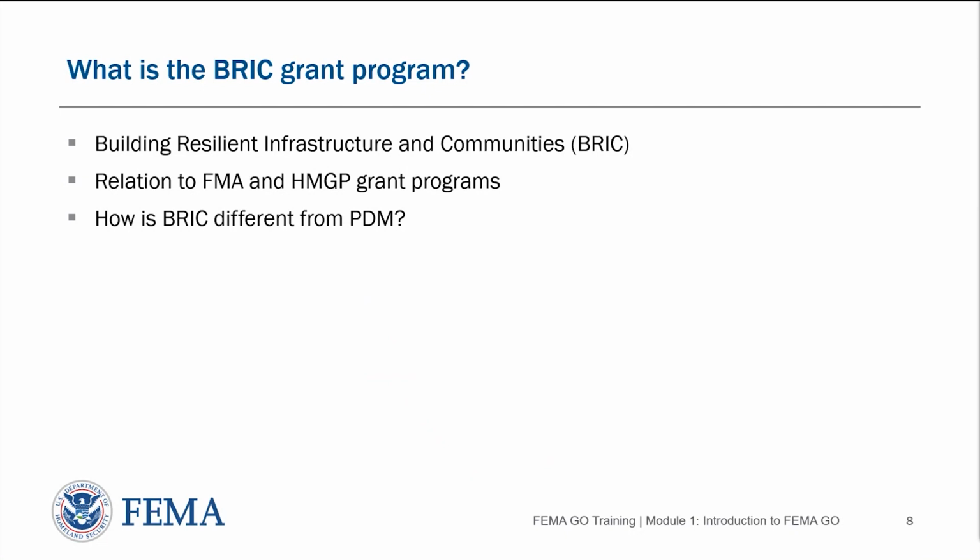So what is the BRIC grant program? There are 3 main hazard mitigation grant programs, the Hazard Mitigation Assistance Division, as I mentioned: Flood Mitigation Assistance, Hazard Mitigation Grant Program, and now the Building Resilient Infrastructures and Communities Program. It's important to remember that BRIC and FMA are non-disaster grant programs, while the Hazard Mitigation Grant Program is a post-disaster grant program. The BRIC program is replacing the Pre-Disaster Mitigation Grant Program, and it came about thanks to amendments made to the Stafford Act and the new Disaster Reinvestment and Recovery Act.